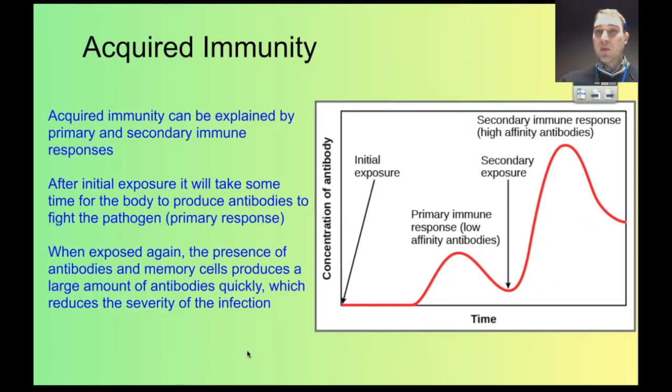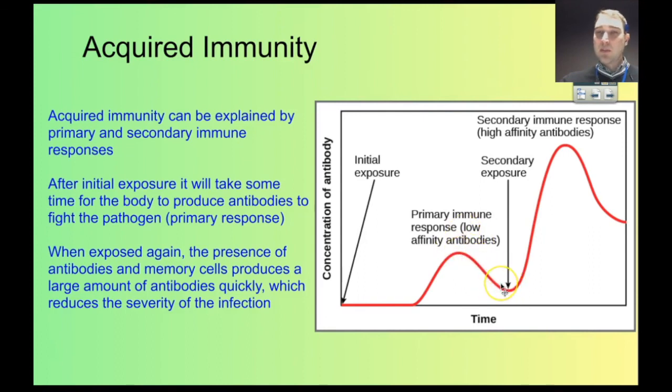So we can explain acquired immunity with what we call the primary and secondary immune responses. So the primary immune response is when you're initially exposed to the pathogen. Now there's a delay from the initial exposure to you starting to produce antibodies, and that's what we're measuring on the y-axis here. So as your body starts to produce the antibodies, you'll still feel sick, but eventually you'll get better because the antibodies being produced are going to inactivate the pathogen. And then the amount of antibodies decreases because you're not producing as many anymore due to the infection.